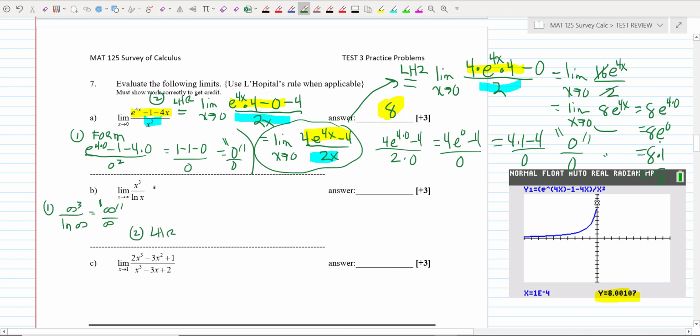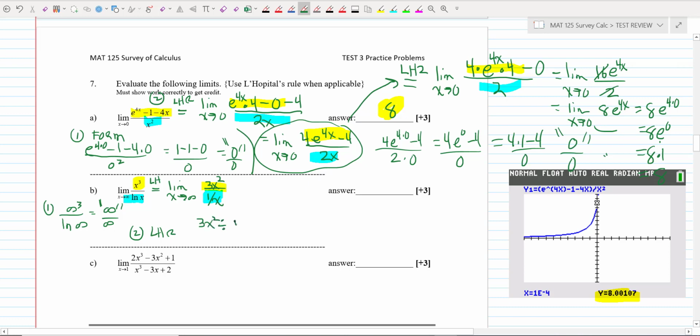Where we're going to use L'Hopital's rule. What I usually tell students to do is put an equal sign, put LH for L'Hopital's rule. We're going to be doing the limit as x goes to infinity. We'll do the derivative of the numerator, and the derivative of x to the third is 3x squared. Then we'll do the derivative of the denominator, which is 1 over x. Now we need to algebraically simplify that, and don't let the complex fraction bother you.